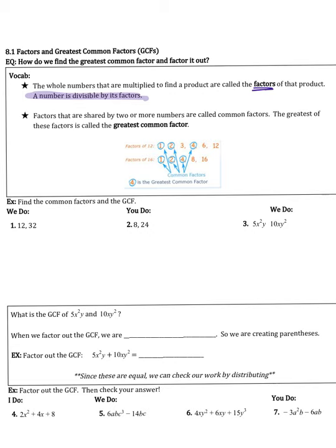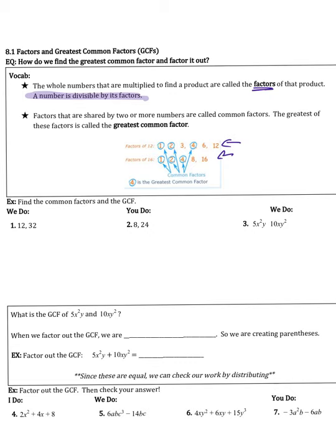If you look down here, you can see the factors of 12 are listed: 1, 2, 3, 4, 6, and 12. 12 evenly divides by 1, 2, 3, 4, 6, and 12. All of those numbers evenly divide into 12. Similarly, down below, we have the factors of 16: 1, 2, 4, 8, and 16. All of those numbers evenly divide into 16, or 16 can be evenly divided by any of those numbers.